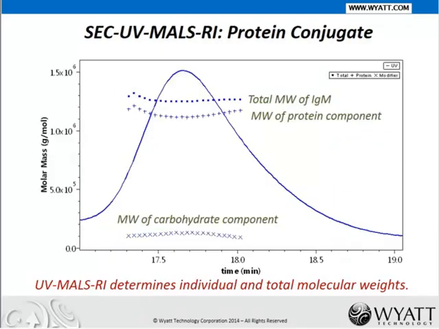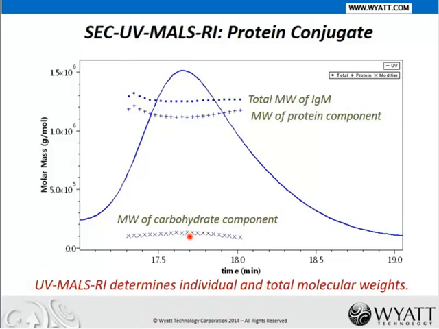IgM is actually heavily glycosylated compared to IgG. The average degree of glycosylation is about 10%. So we can use MALS together with two concentration detectors, UV and RI, to not only measure the molecular weights, but also to tease out the contribution from each component. So we can measure here the total molecular weight of this glycosylated IgM, and also the molecular weight from the protein component as well as the molecular weight from the carbohydrate component.